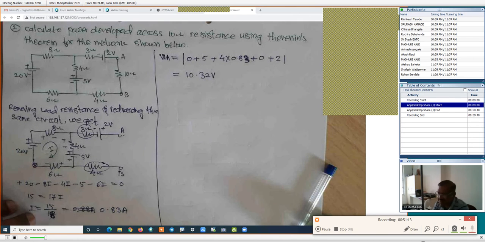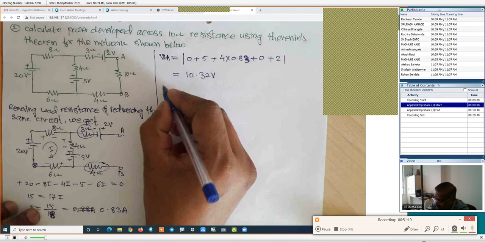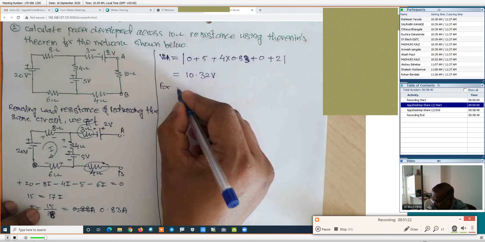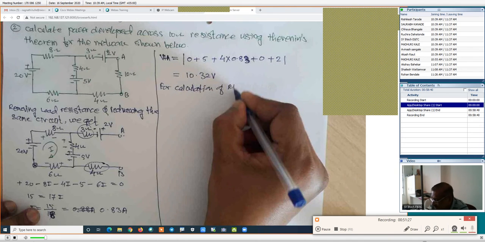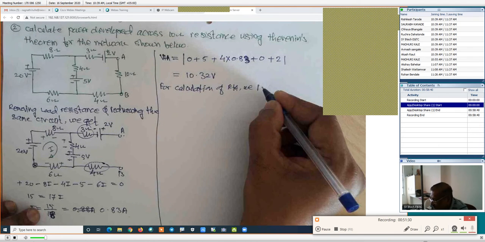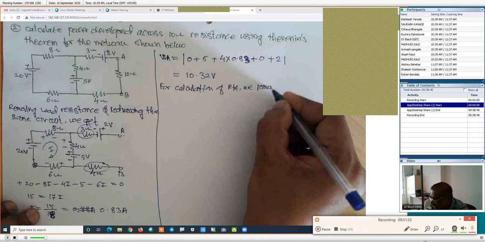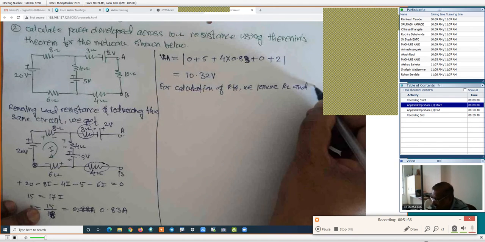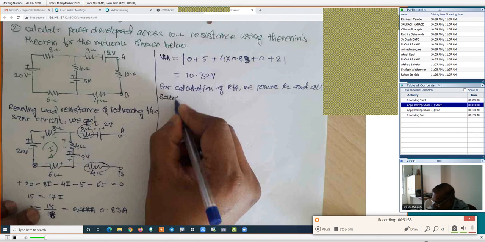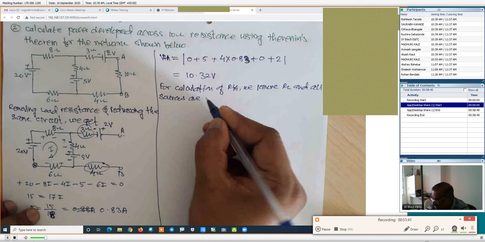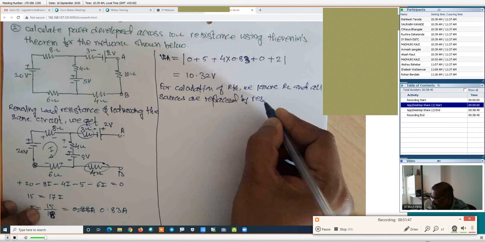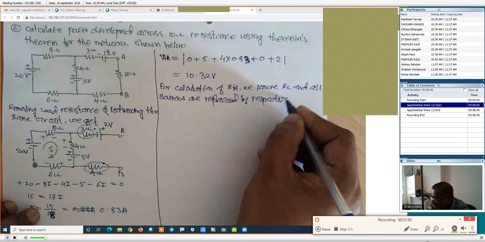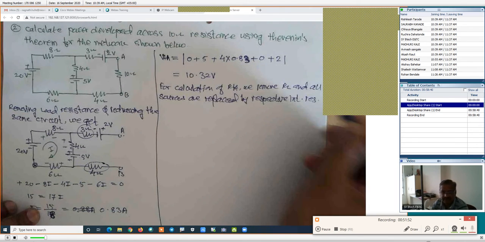Now here in this case, if we know the value of VTH, the next is we will calculate the RTH. I will write the same. For calculation of RTH, we remove RL and all sources are replaced by respective internal resistances. And we will draw the figure.